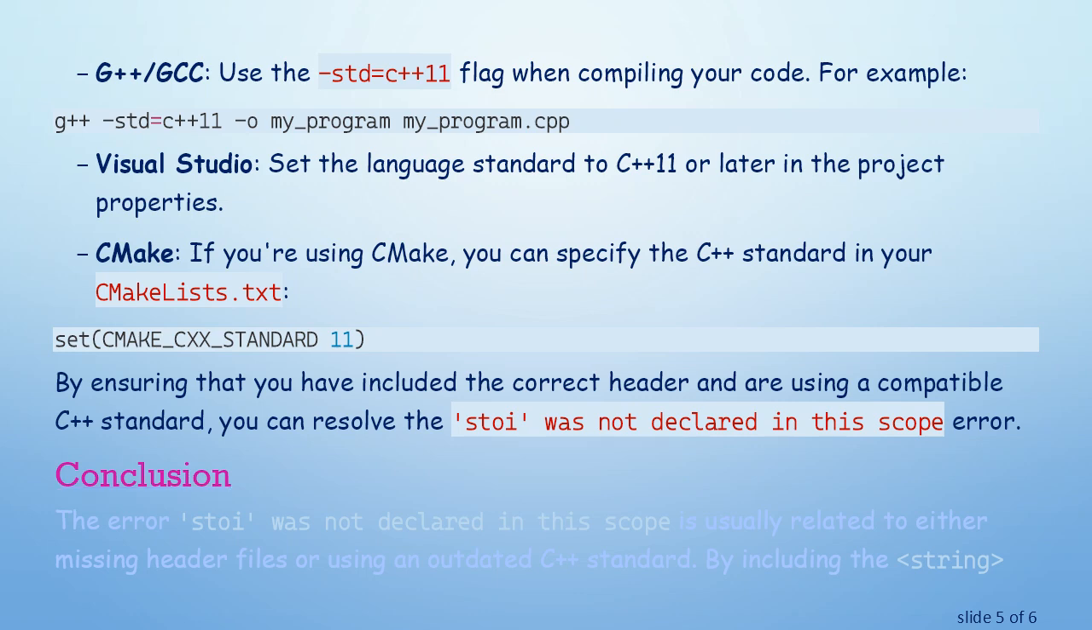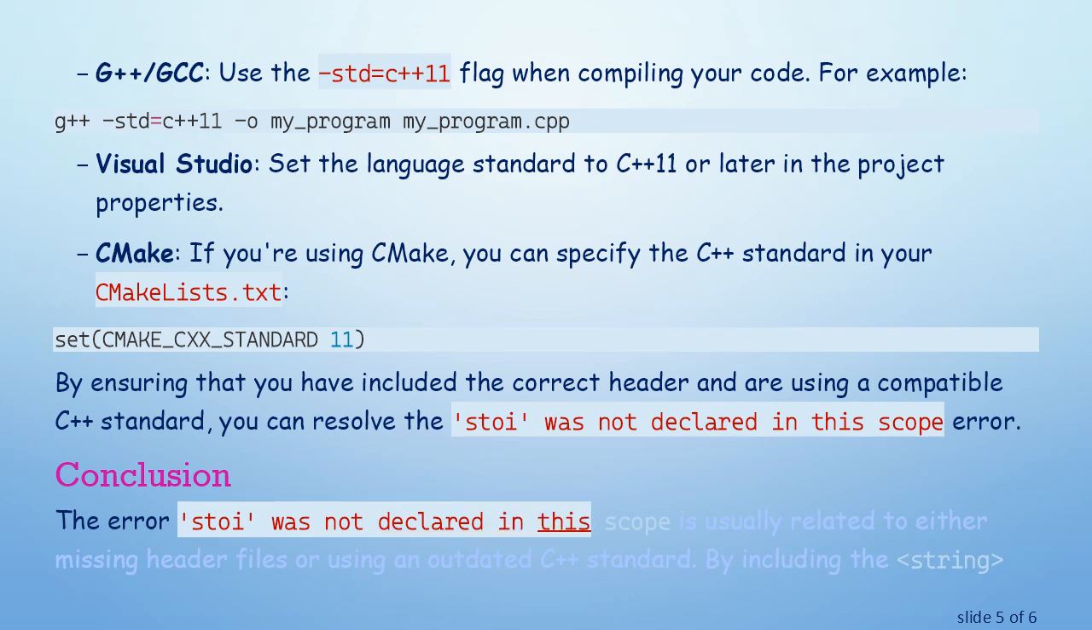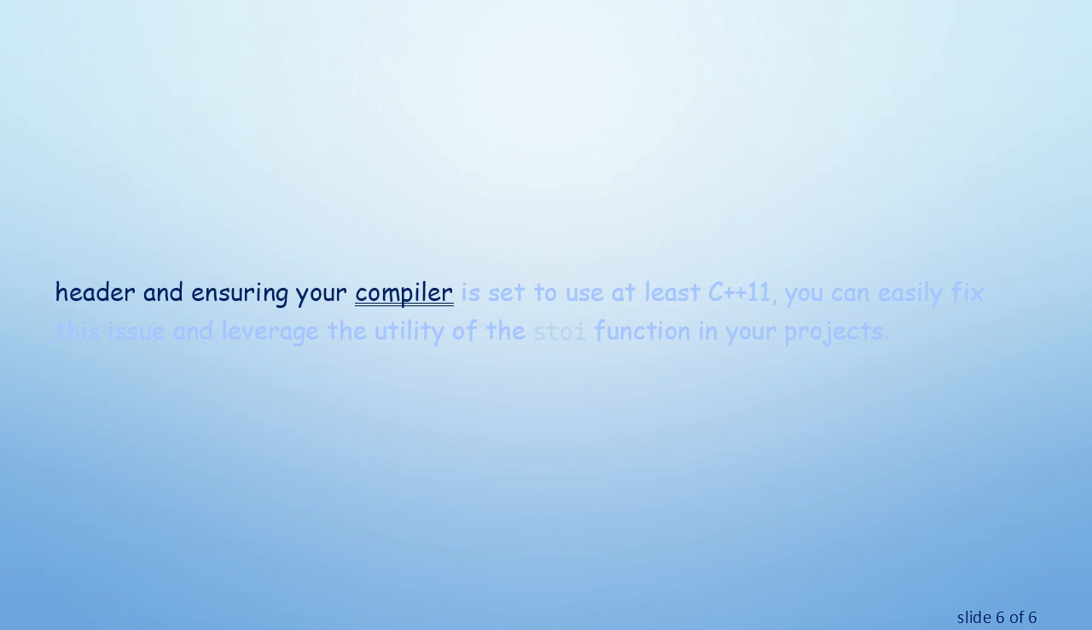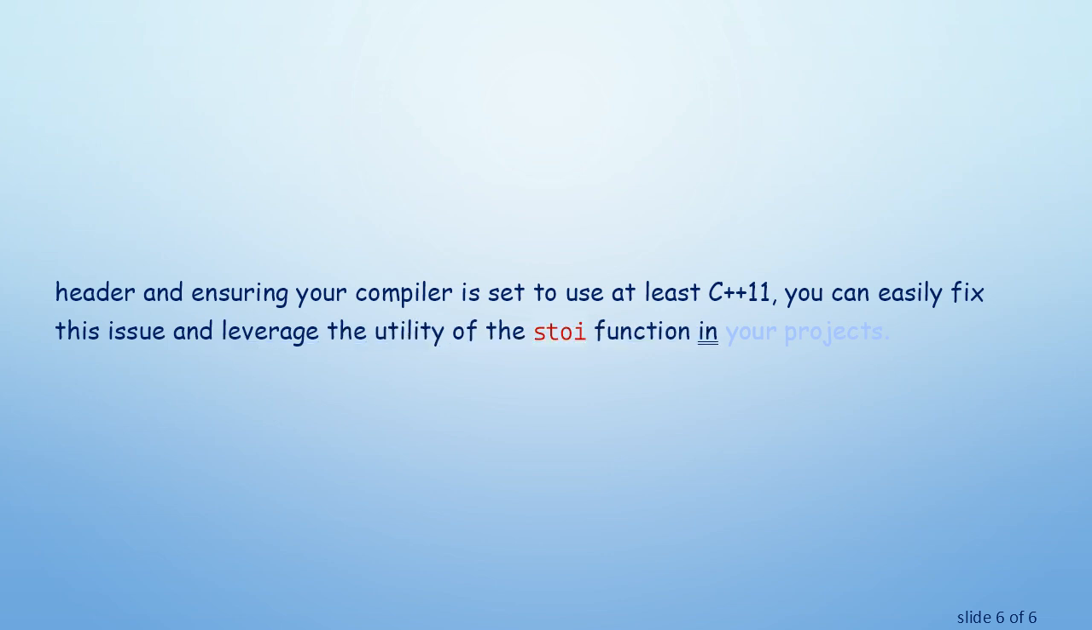Conclusion. The error "stoi was not declared in this scope" is usually related to either missing header files or using an outdated C++ standard. By including the string header and ensuring your compiler is set to use at least C++11, you can easily fix this issue and leverage the utility of the stoi function in your projects.